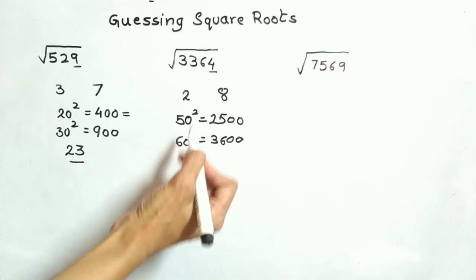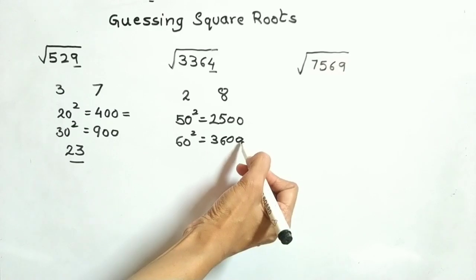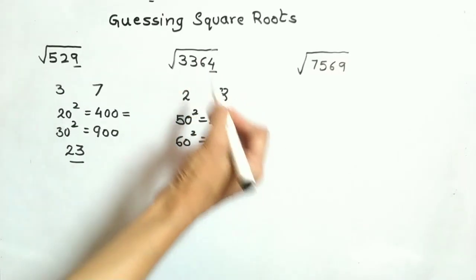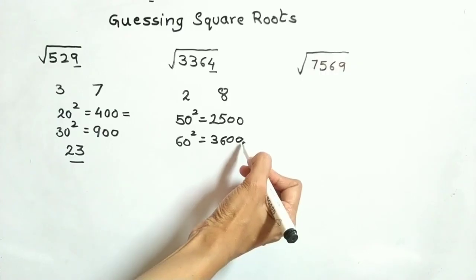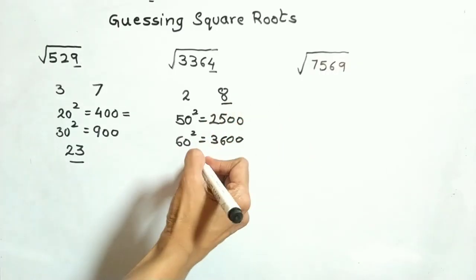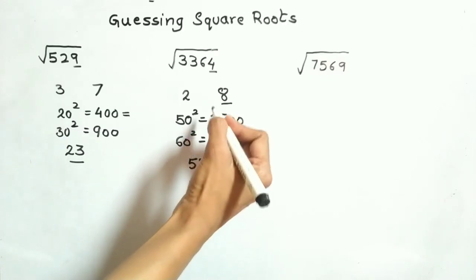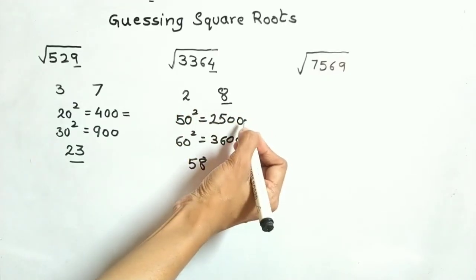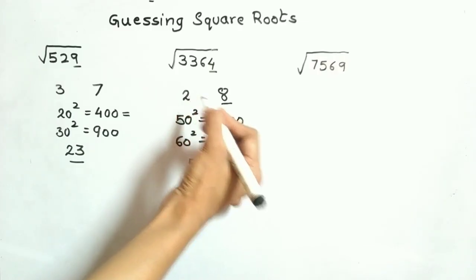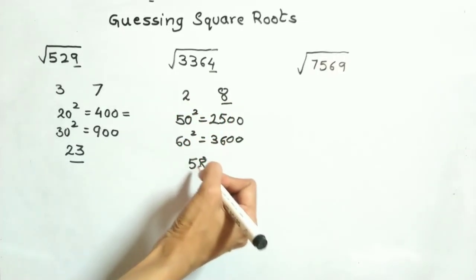So now we know that 3364 will lie between these two and the square root will lie between 50 and 60. Now we have to check whether this number is nearer to this one or this one. So here clearly we can see that 3364 is near to 3600. So your answer will be 58. Okay, so there were two options, 52 or 58. If it was near to 2500, the answer would be 52. But it is near to 3600, so the answer is 58.